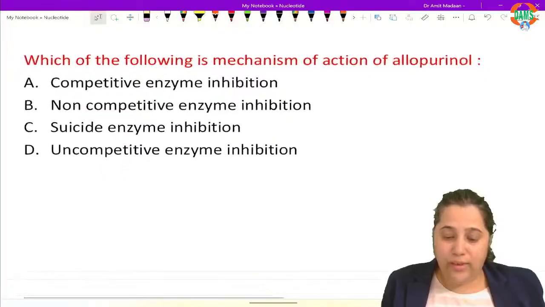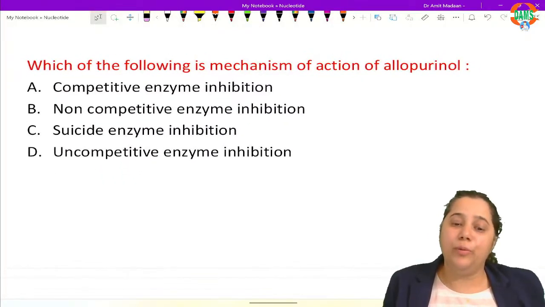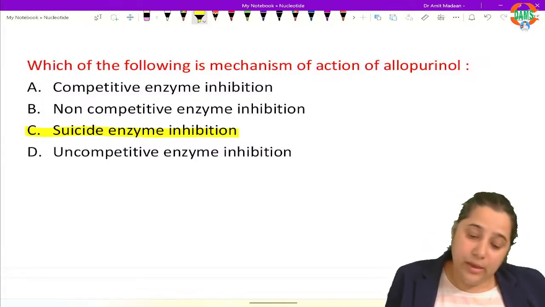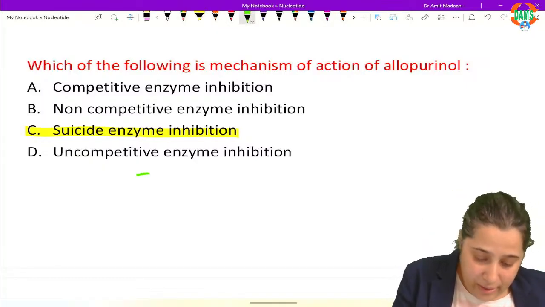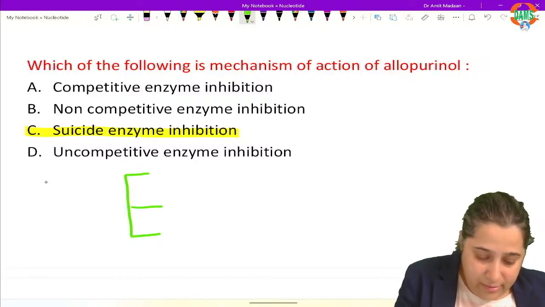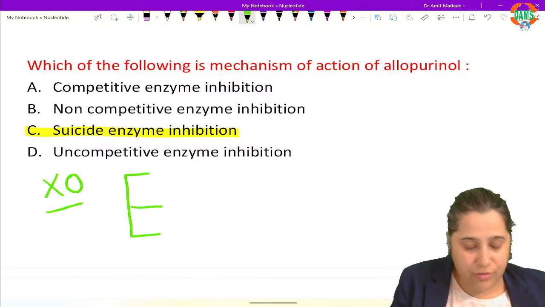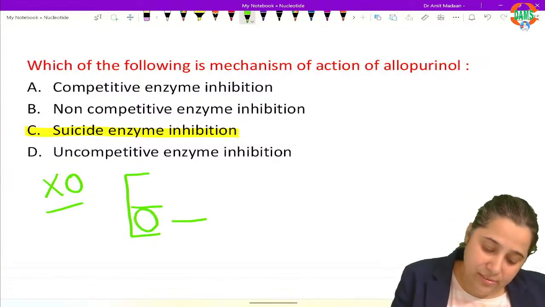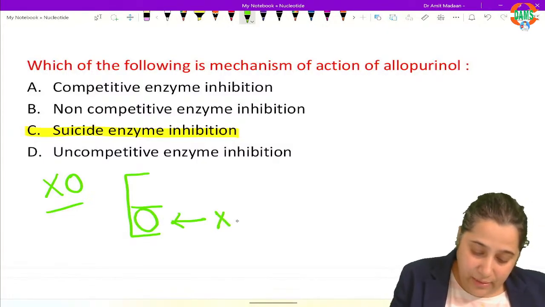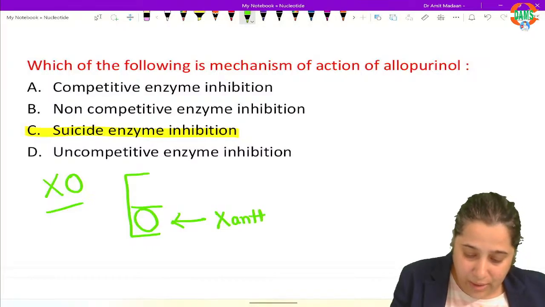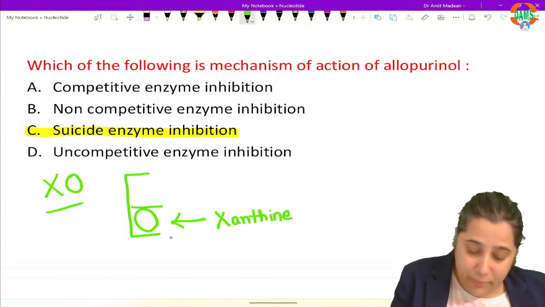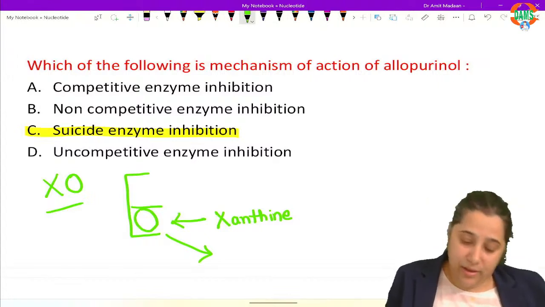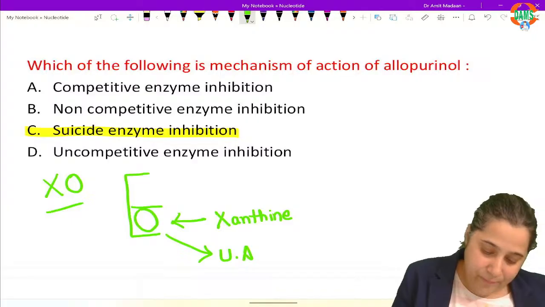Which of the following is the mechanism of action of allopurinol? It is suicide enzyme inhibition. Let's say I have an enzyme and this enzyme is xanthine oxidase. The substrate of this enzyme is xanthine, which will bind to the enzyme and it will be converted to the product. The product of the enzyme is uric acid.